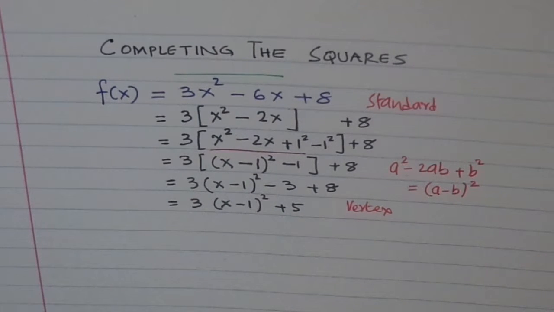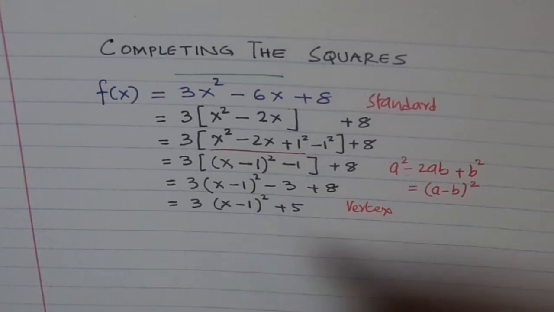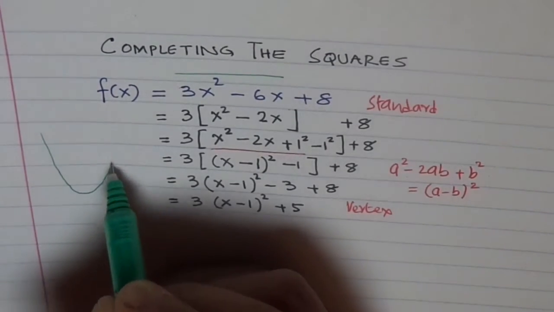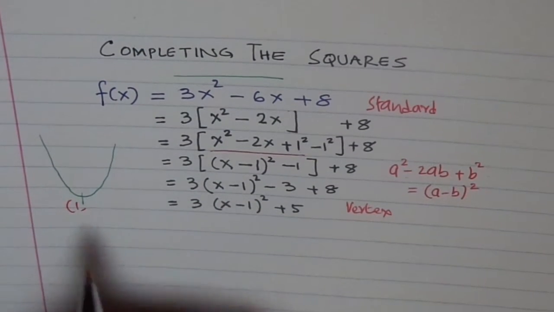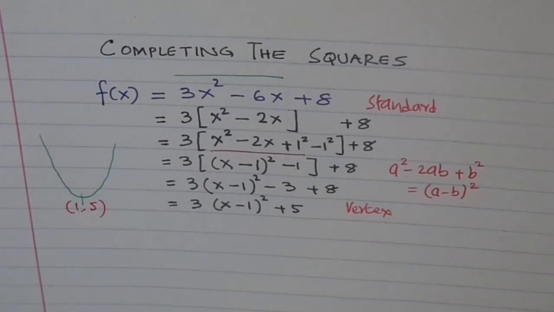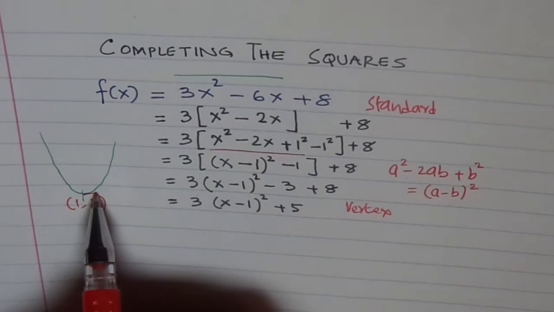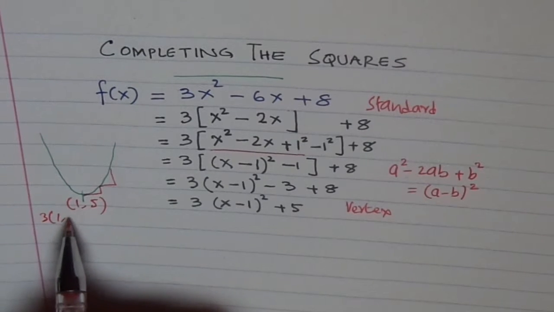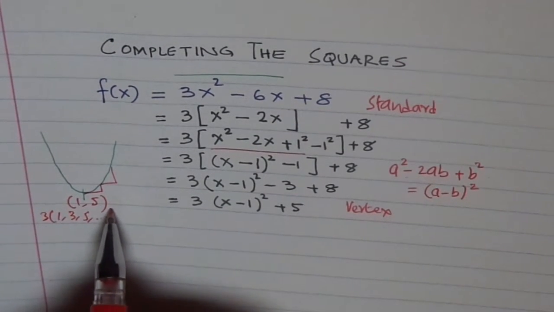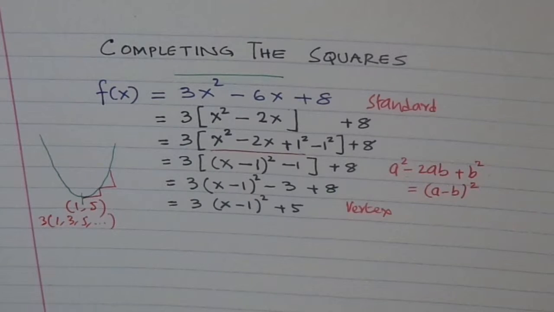So this particular form is very important for us. It gives us the minimum or maximum. In this case, this gives us a minimum, right? Like this is a parabola, kind of like this, correct? What is the value of the vertex? The vertex is at (1, 5). Is that okay? And the steps which you go up by are 3 times 1, 3, 5, 7, like that. You see? So if you go by those steps, you can sketch your parabola. So that's the beauty of this.